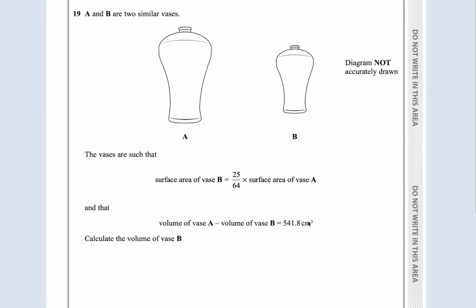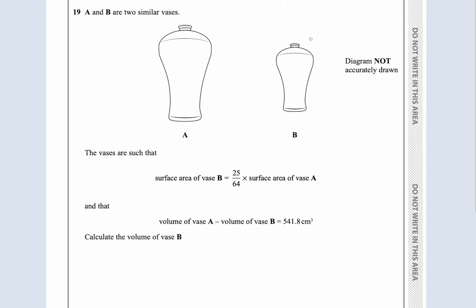Question 19. A and B are two similar vases. The vases are such that the surface area of B is equal to this times the surface area of A. Okay, guys, that tells me, well, if you've ever seen me do these questions, these are similar shapes. I do scale factor, area factor, and volume factor. And once you have one of these, you can get the other two. Now they give us, and this is usually the harder question, the area factor because that's surface area. And it's this one, B is obviously smaller than A, so that's why we multiply by 25 over 64.